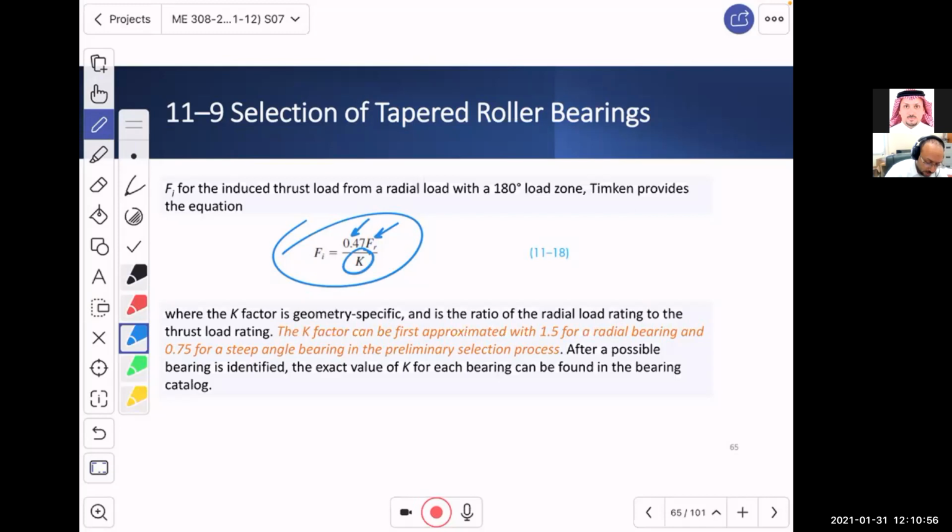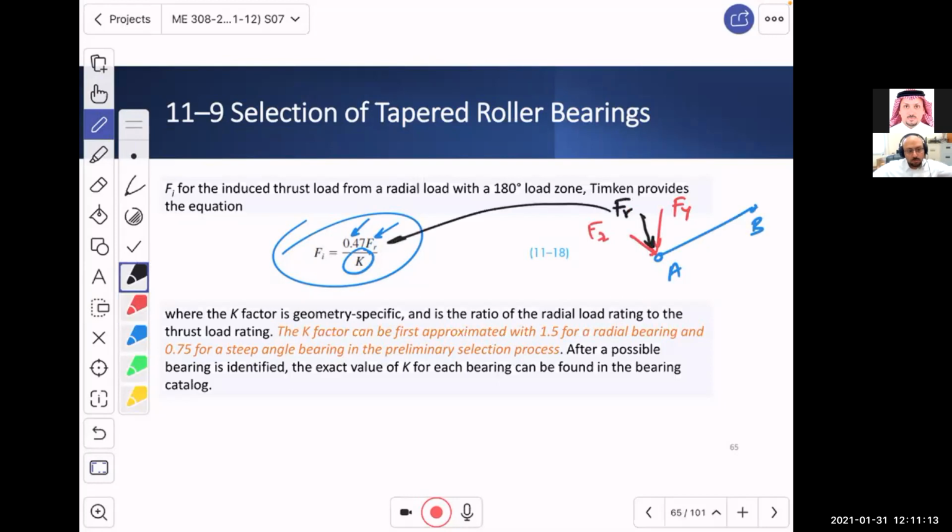If you have a bearing here, A, and there is bearing B, and there is Fz and Fy, all you need to do is to find the resultant force. That's Fr, which you are going to use here. So it is just a summation of forces, summation of moment, and so on. Now, the 0.47 is constant.